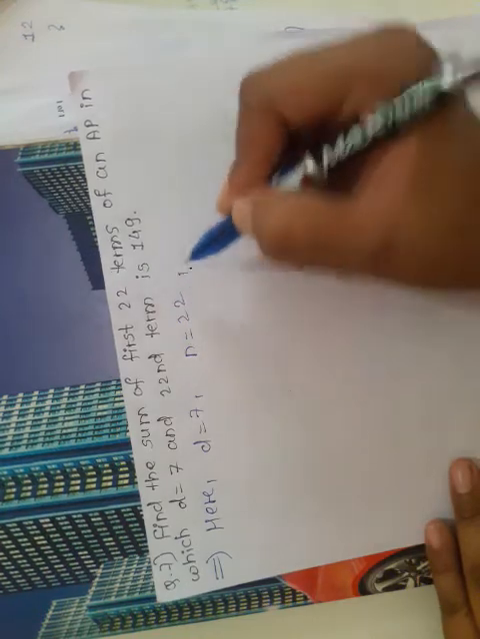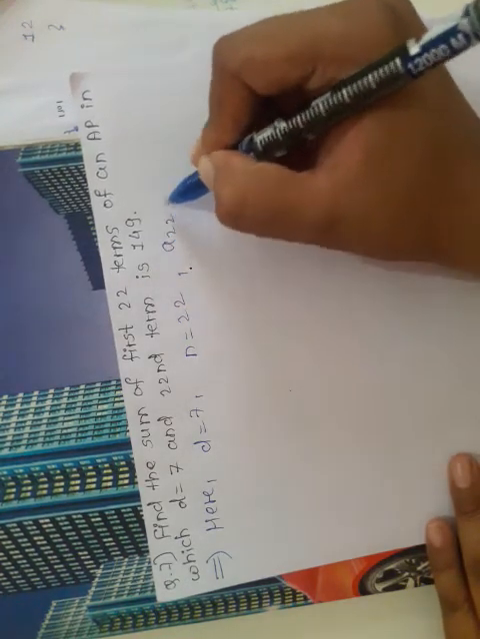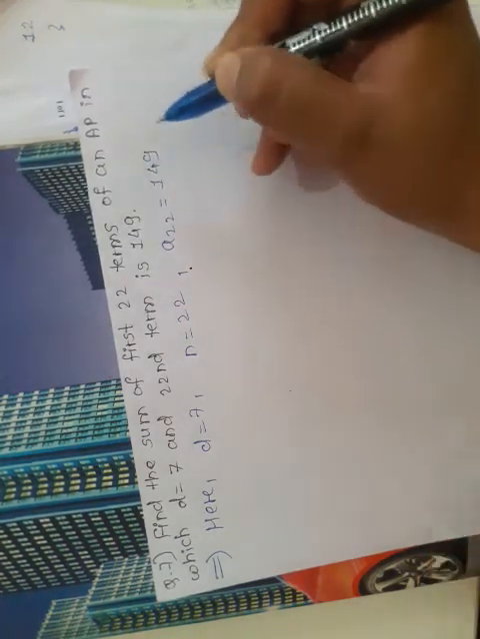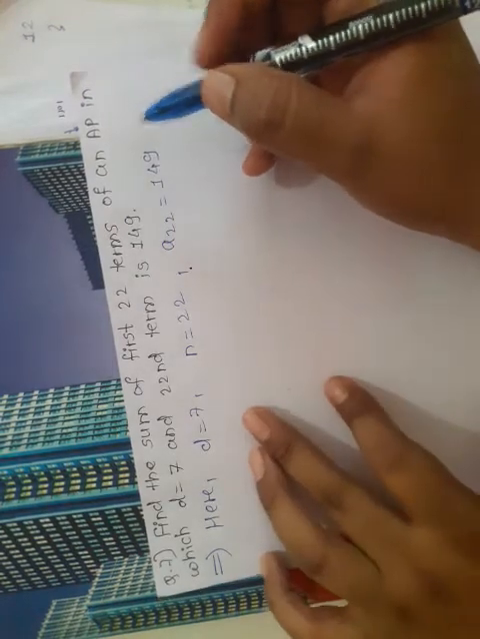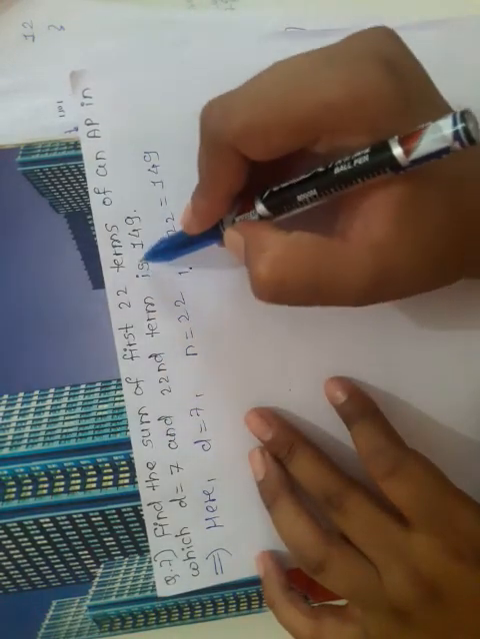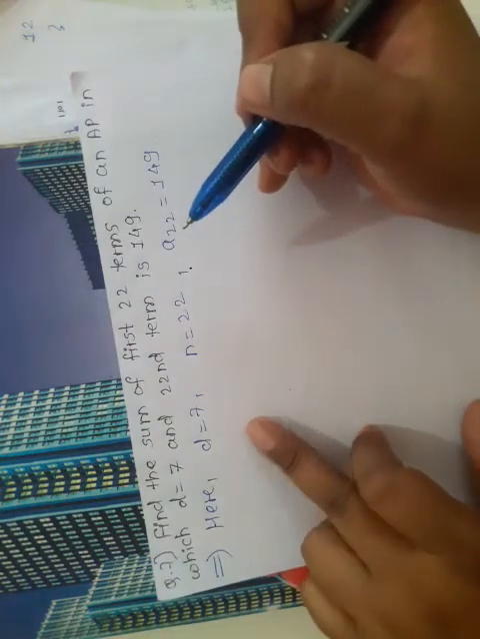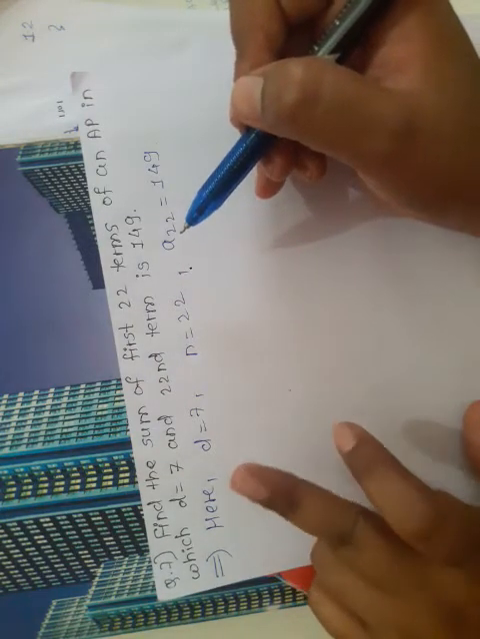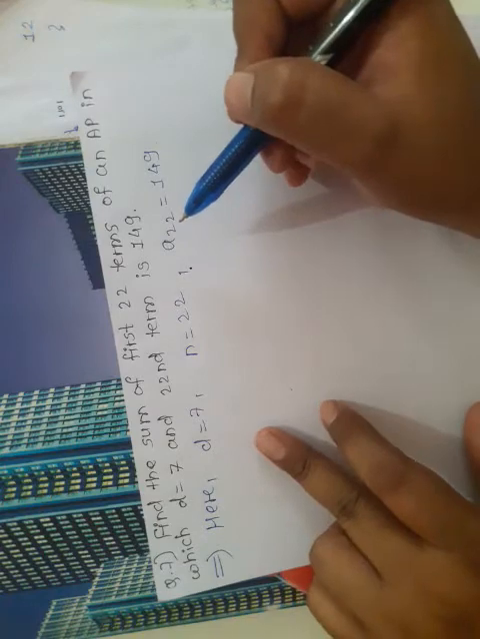22 terms are given to us, and a22 is equal to 149. This is also given to us. So in this example, if we have to find out the sum of first 22 terms, then we need a also. First term we also need. So first, by using all these values, find out the first term.